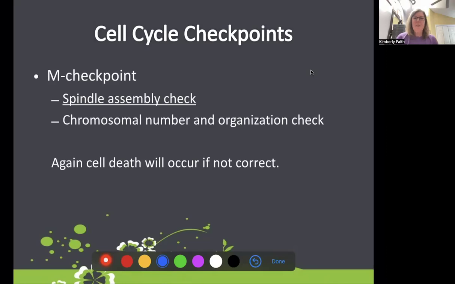M. During mitosis in metaphase, you're going to have another, actually, your last checkpoint. You're going to check that your spindle fiber assembly is all hooked up to the chromosomes and everything is good to go. We have the right number of chromosomes. And if not, again, cell death if we can't fix it.